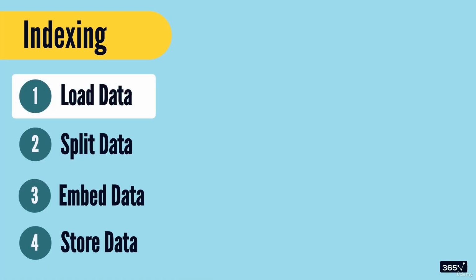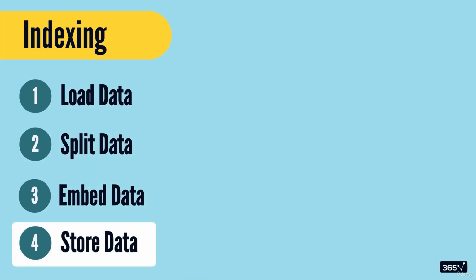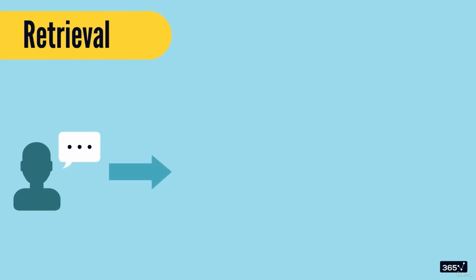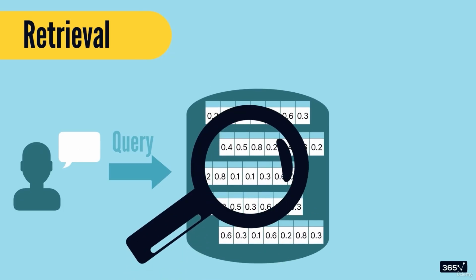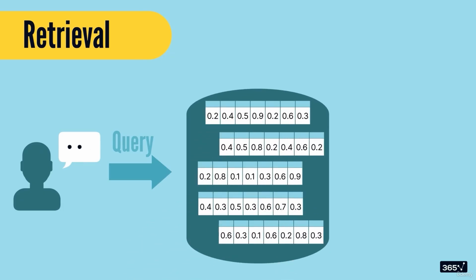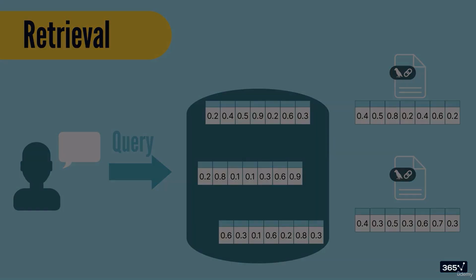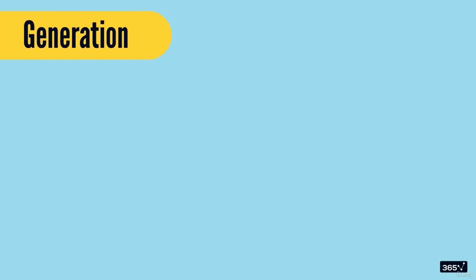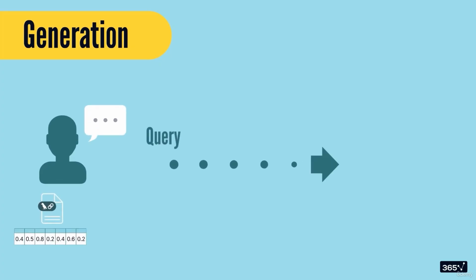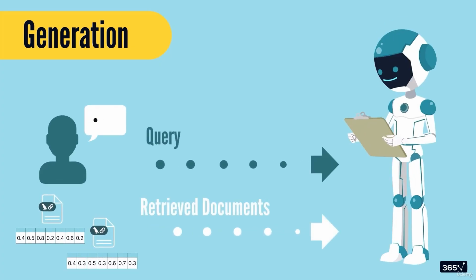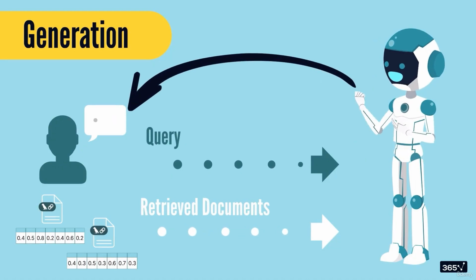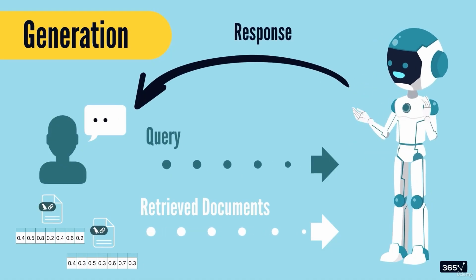Now that we have the data loaded, split, embedded, and stored, we can proceed to the next component, retrieval. Retrieval is responsible for taking a user query, searching the database for the documents most relevant to the query, and retrieving them. They're then ready for the next step in the RAG sequence, namely the generation. During this step, the user query and the retrieved documents are fed to a language model as a prompt. The model then constructs a response and sends it back to the user.